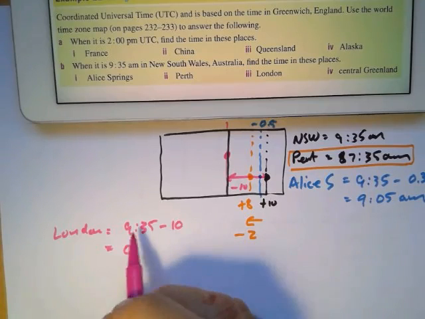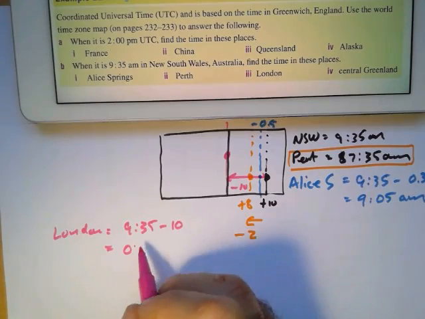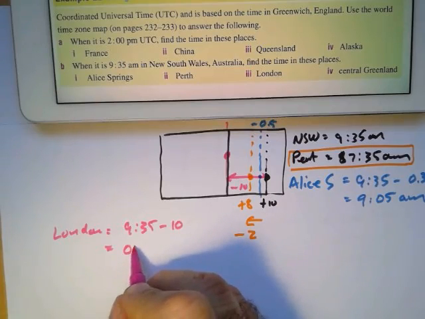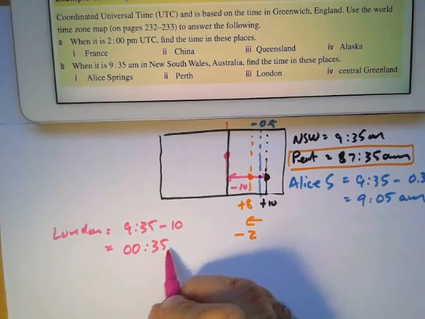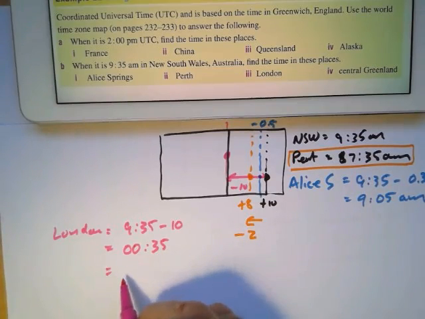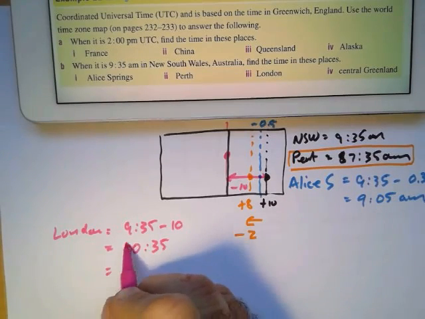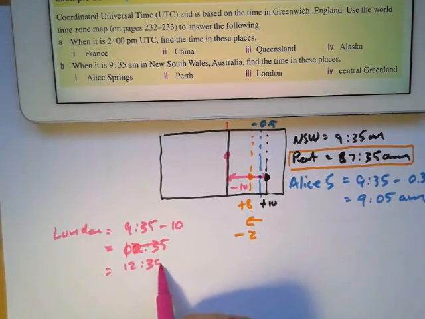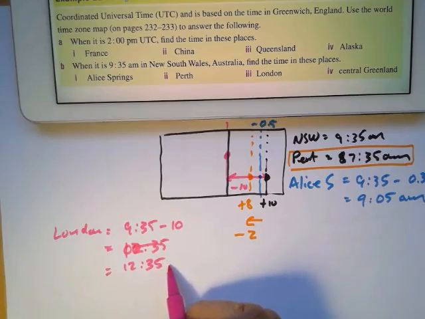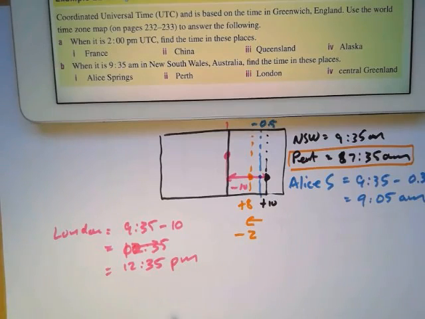So 9:35 take away 10 will take us to 0:35, so that will be 0035. It's not 0, it will go back to 12:35. Sorry, that will go to 12:35, and that will be PM of the previous day. So it will become 12:35 the previous night. So they still have to get back into the next morning.